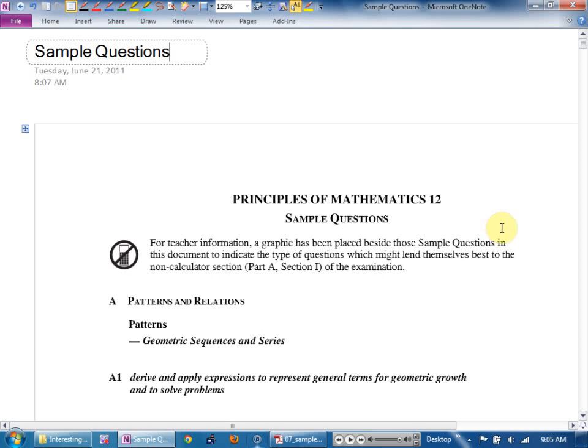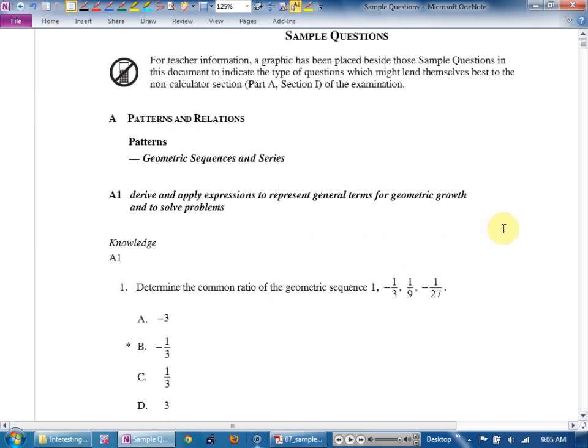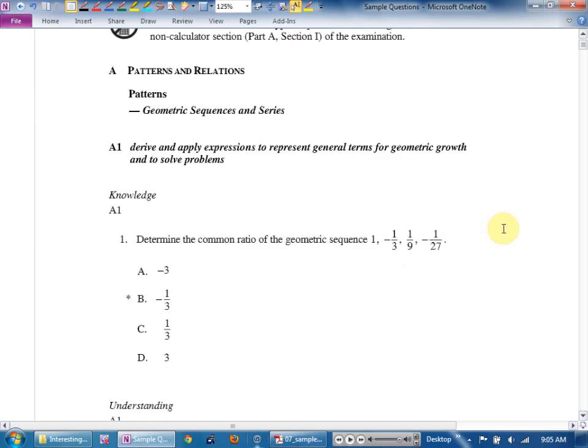If you take a look at this, these are the sample questions the government gave us like 8 years ago. There's lots of them. But just to let you know how the multiple choice works, multiple choice questions are divided into what they call knowledge questions. A knowledge question is one that technically is supposed to require no calculation, but really it means it's one that you can do in your head with maybe one step of calculation. For example, what's the common ratio of this?